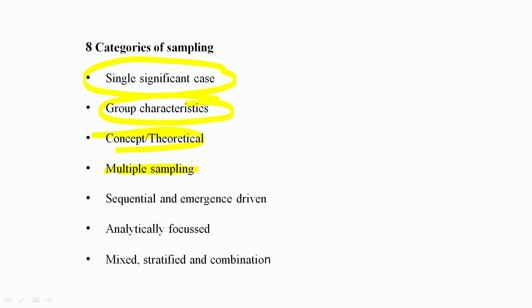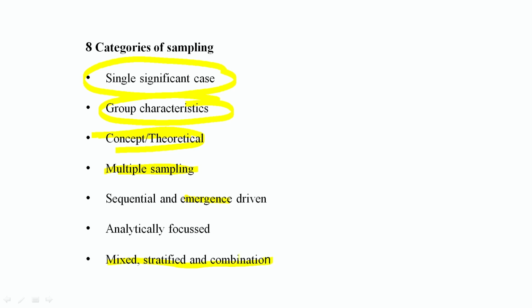In the next phase you may conduct sampling multiple times, and if you are following a practice sequentially, meaning stage by stage based upon the emerging idea, that is called sequential and emergence driven sampling. And analytical focused sampling, that is the seventh one, or the final one is mixed, stratified and combination sampling.